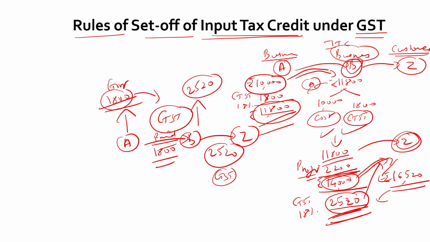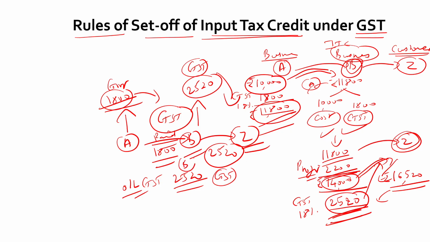But here the situation is that Mr. B is a businessman, and the GST is paid by the end customer, that is Z. Now this 2,520 GST is called output liability, which needs to be paid to the government. But Mr. B has already paid 1,800 to the government through Mr. A.